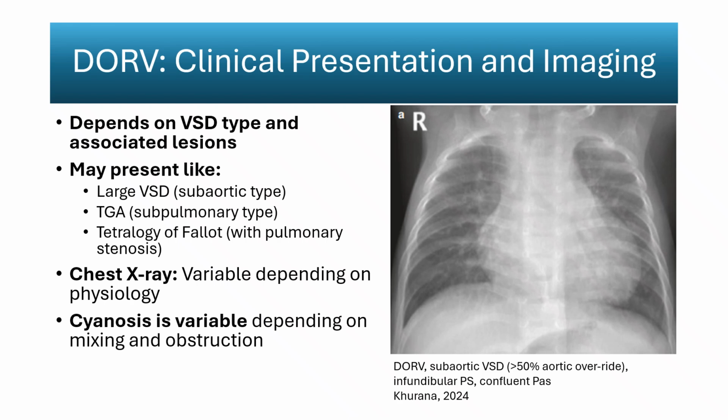Chest radiography does not have a uniform pattern in DORV. The cardiac silhouette and pulmonary vascularity change with the underlying physiology. Enlarged pulmonary markings accompany overcirculation, while diminished markings appear with outflow obstruction. Cyanosis is likewise variable, reflecting the balance of mixing and resistance across the circuits. In practice, the heterogeneity of findings means that imaging and clinical features must be interpreted in the context of the specific anatomic variant to guide diagnosis and early management.